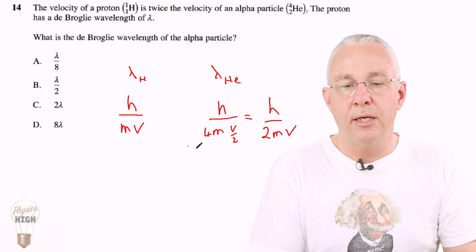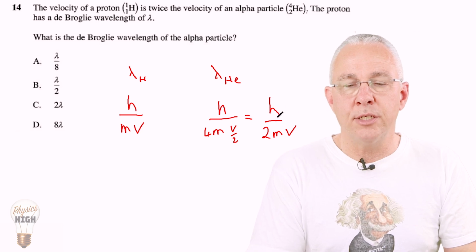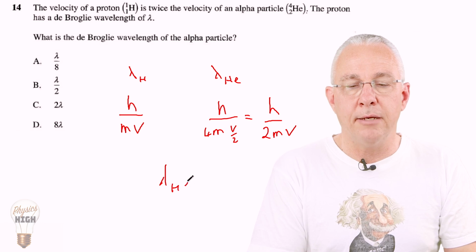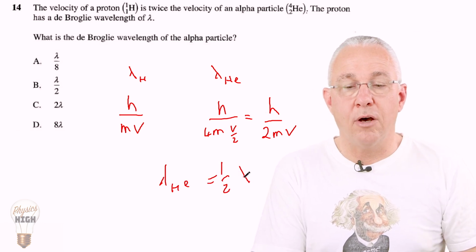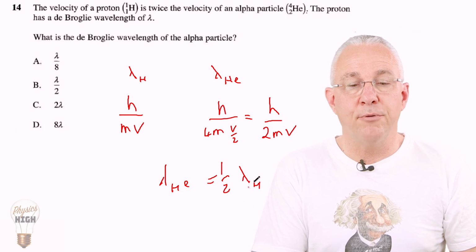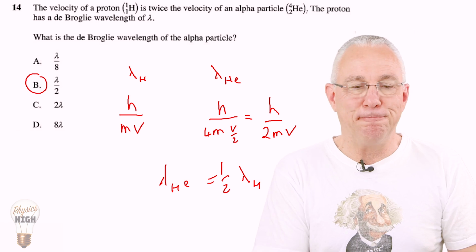So what does that mean? Well, this, of course, is the de Broglie wavelength of the helium. So the de Broglie wavelength of the helium ends up being 1/2 of the wavelength of hydrogen. And so therefore the answer is B.